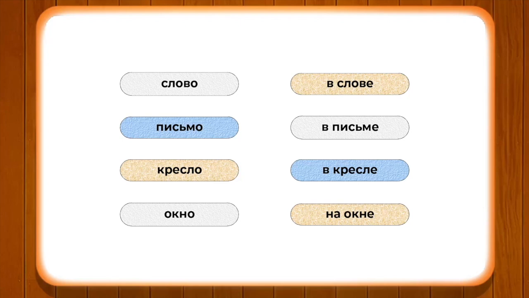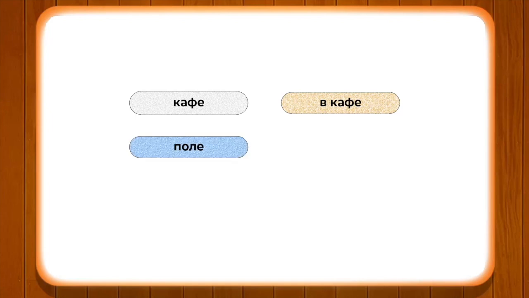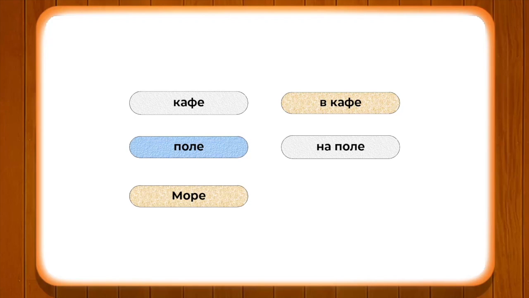Now let's go ahead and pay attention to a few more such words of the neuter gender. Kafe, words which end with e, v kafe, in the cafe. Pole, field, na pole, on the field. More means sea, na more, so at the sea or on the sea.